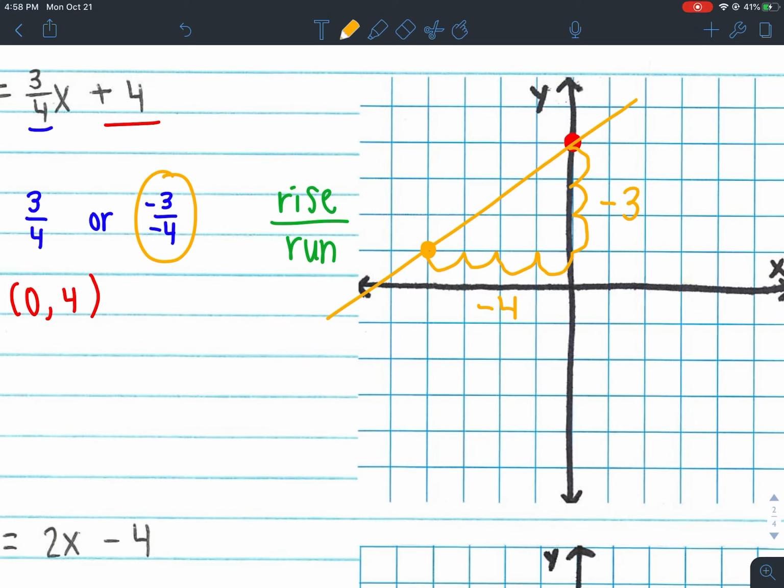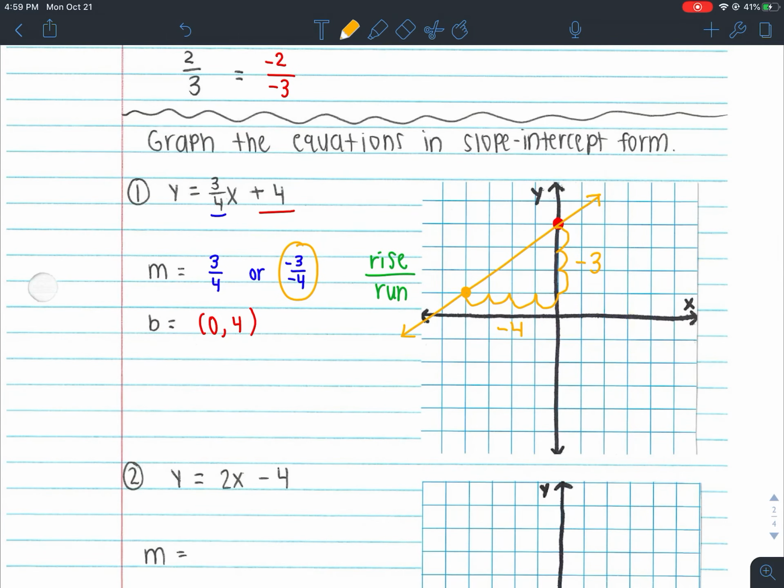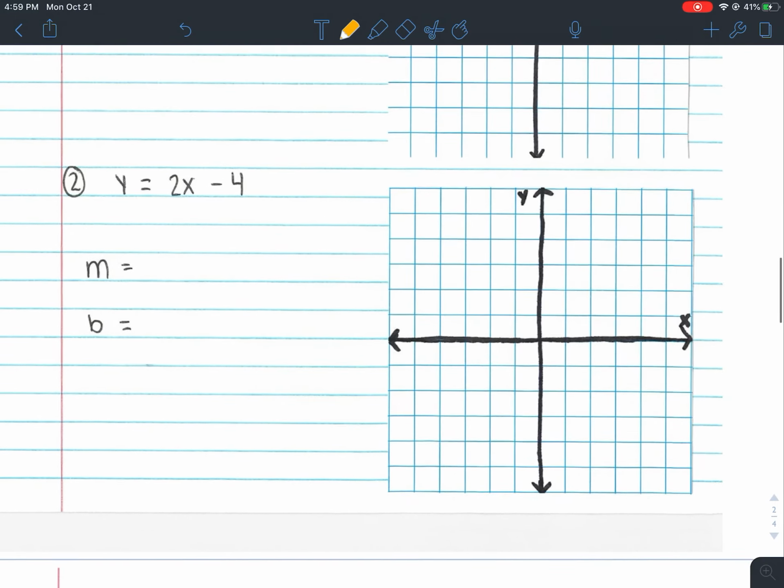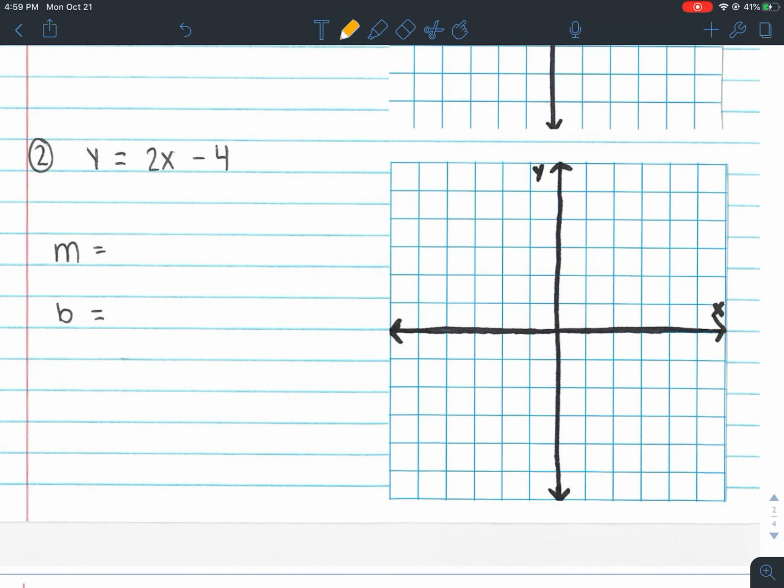And that line continues on forever and ever, and there's an infinite amount of points on that line. We just chose to only plot 2 of them. Because it's infinite and goes on forever, you want to make sure you draw arrows on those lines. Okay? So that was number 1.